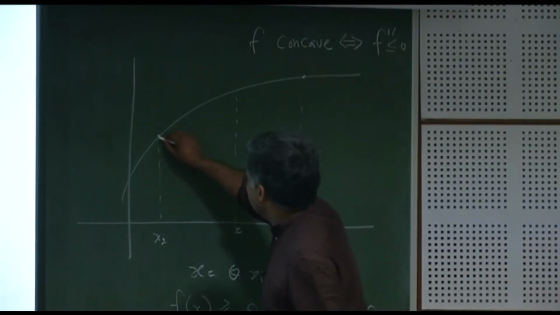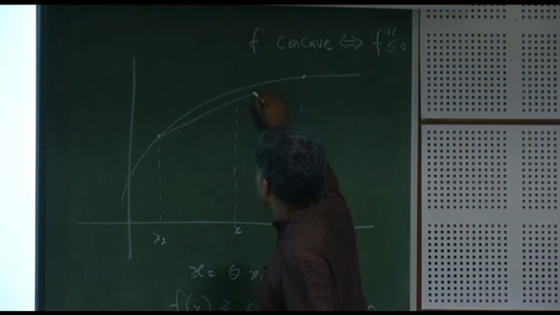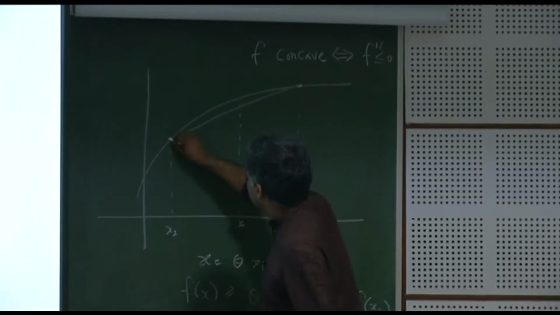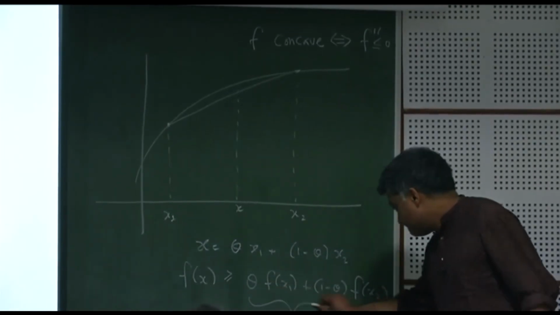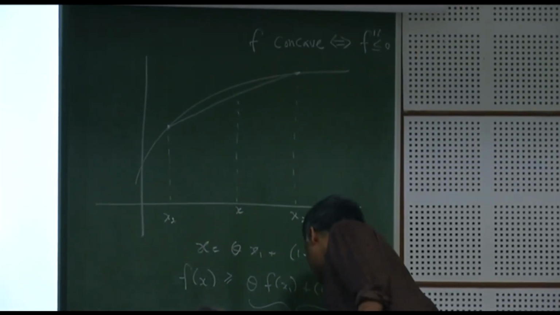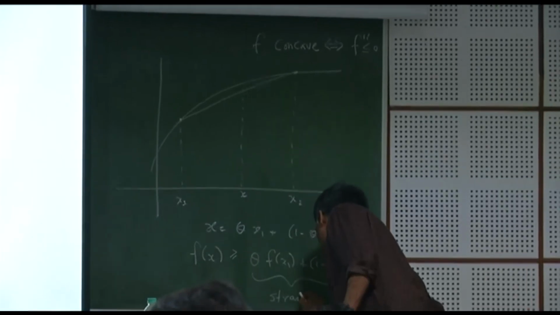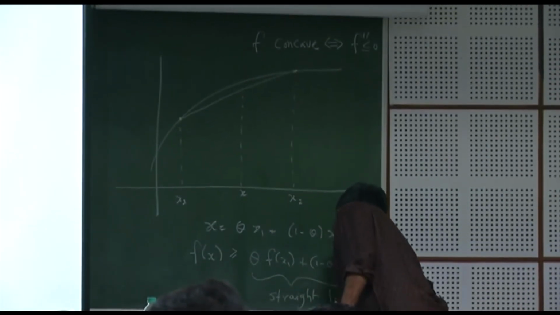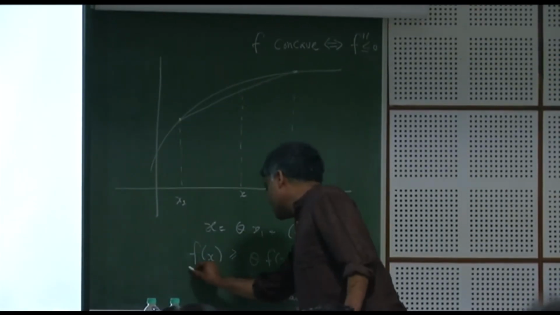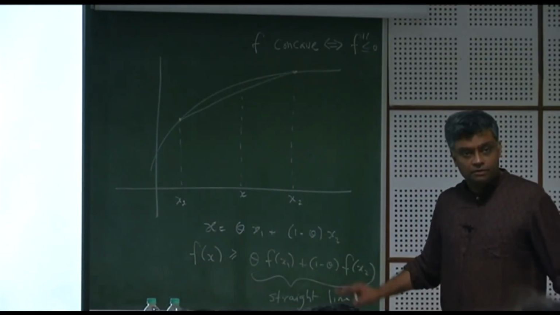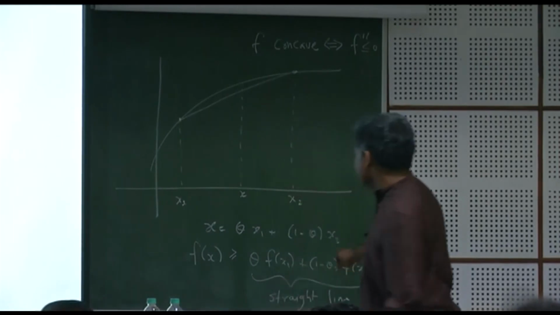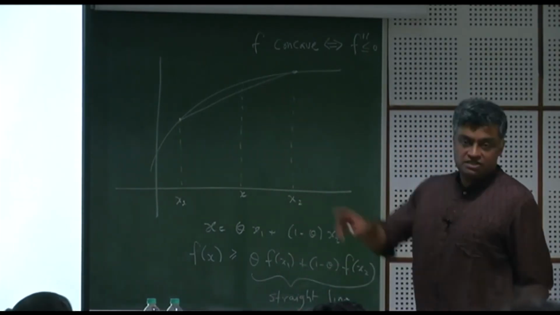Here is the, so the straight line, which is this thing, and this is the function value. The straight line lies below the function value. Everybody good? All right. Now I'm going to write this slightly differently to get to Jensen's inequality.